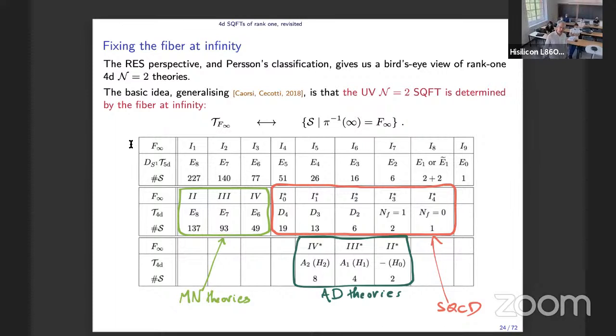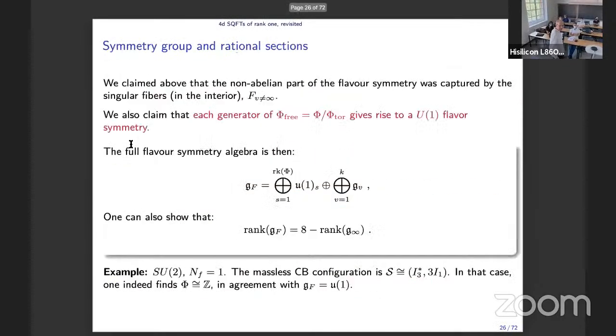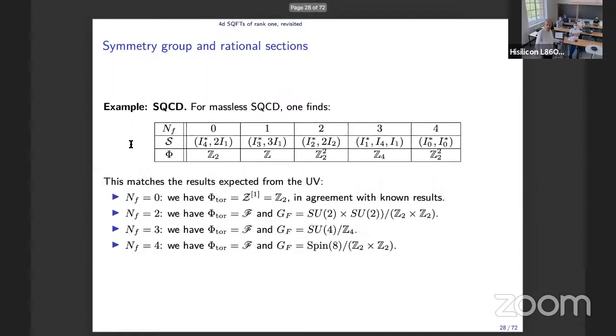Also E1 here, which is the 5-dimensional SU2, which also has a one-form symmetry. And is that it? Yeah. Oh, and E0, sorry. E0 has a Z3 one-form symmetry, and that's also a known fact from a year ago. So that's the example for SQCD.